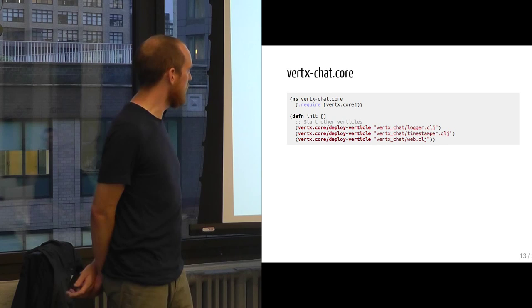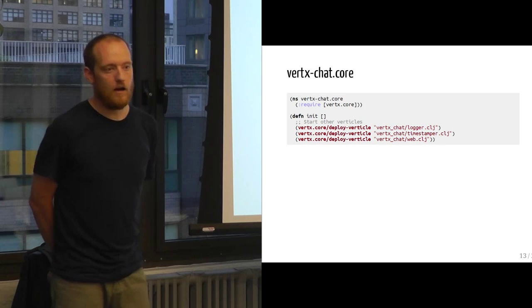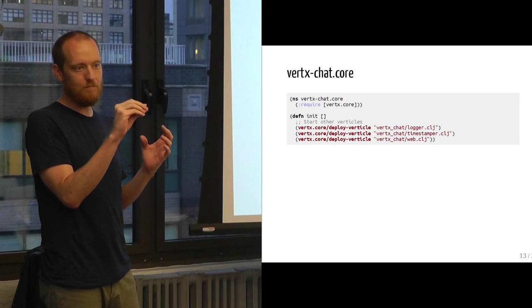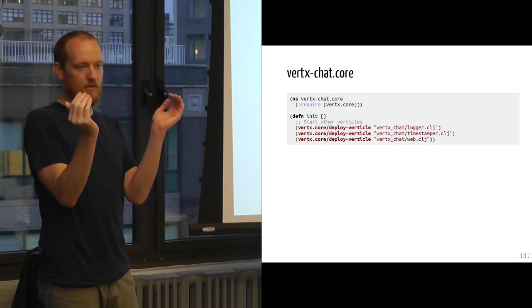This init, the main entry point, does it look for an init function? In this case, I've told Vert.x that init is the function, and then when it builds the module, it puts a little vertical in there that's called out as the initial vertical, and then it calls the init method in the namespace that I've told Vert.x about.